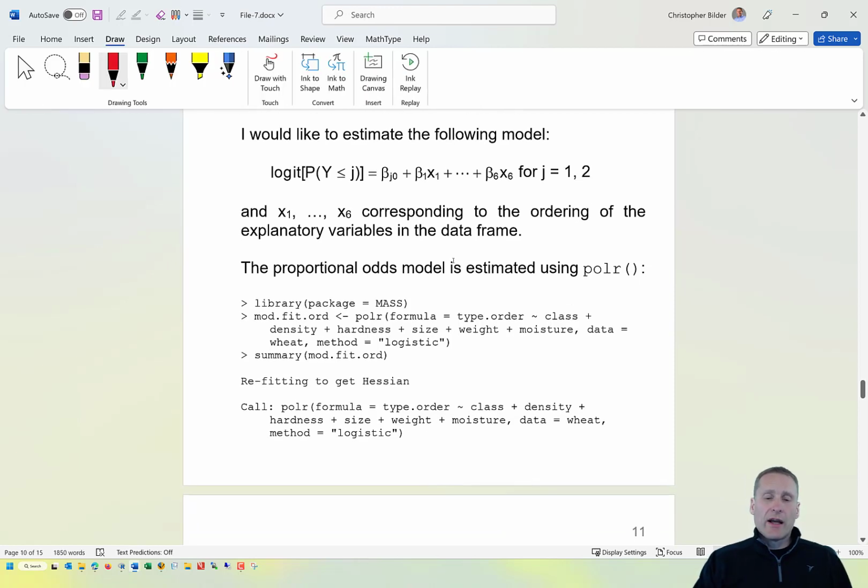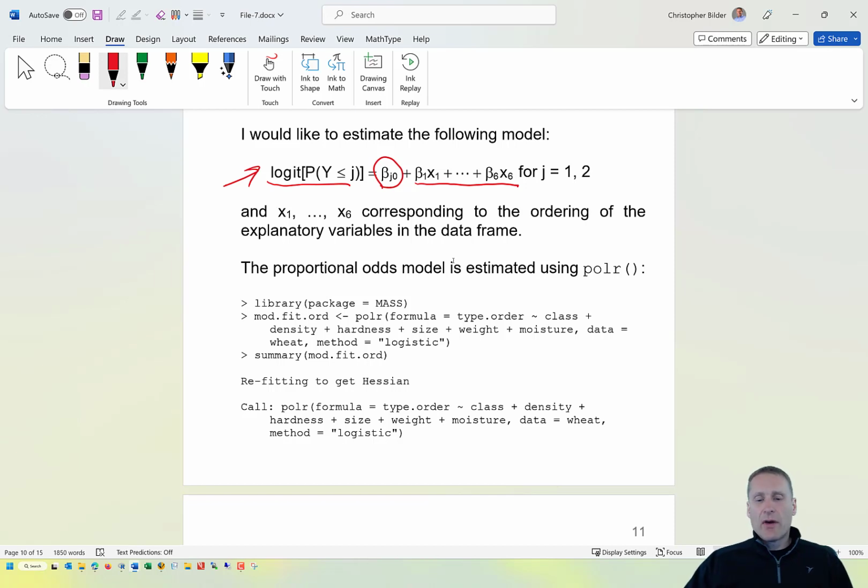The model that I would like to estimate is this one here, where I'm modeling the logit of the cumulative probability. I have the intercept terms, plus here are the linear combination of my regression parameters with my explanatory variables. So for example, x1 is going to be the class, soft red winter wheat or hard red winter wheat. x6 is going to be the moisture content of the kernel.